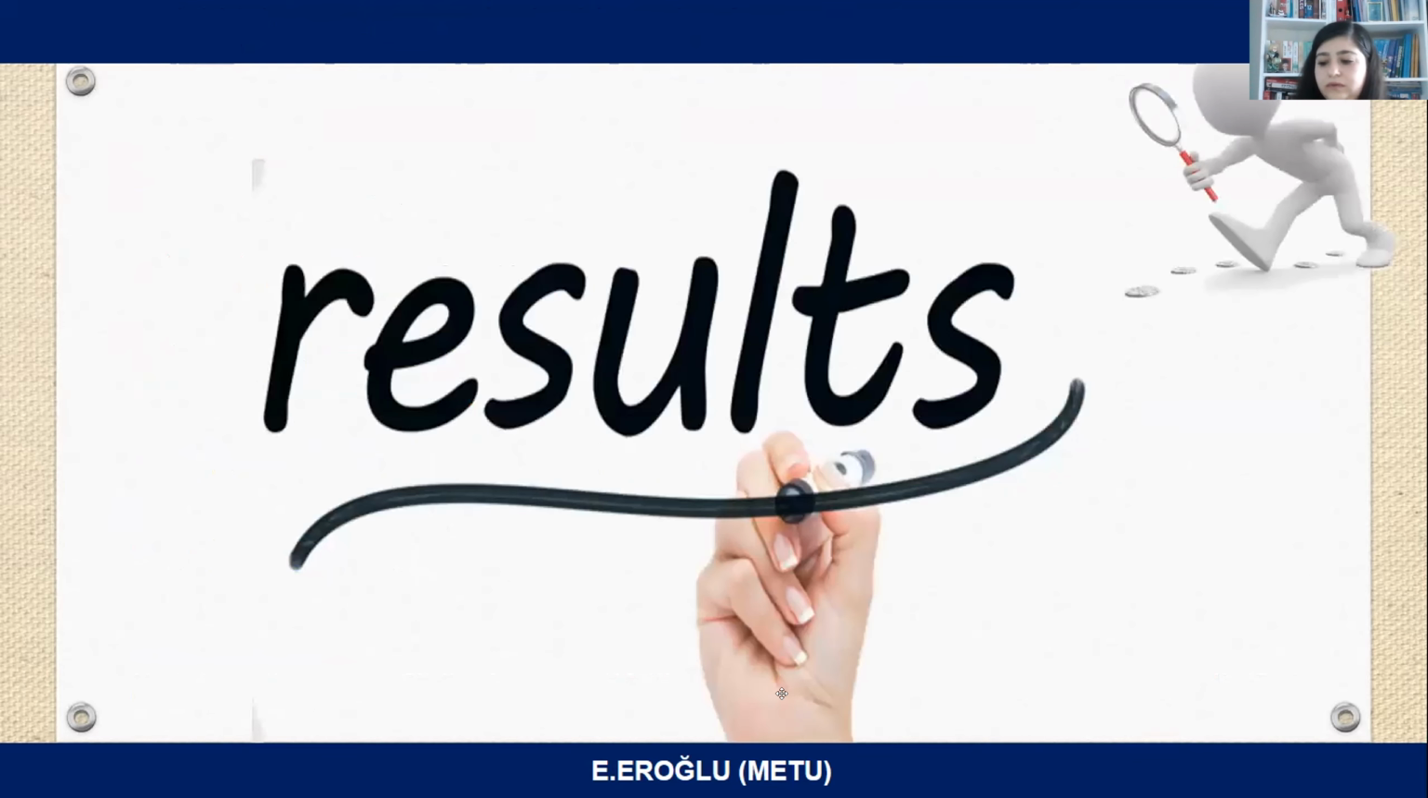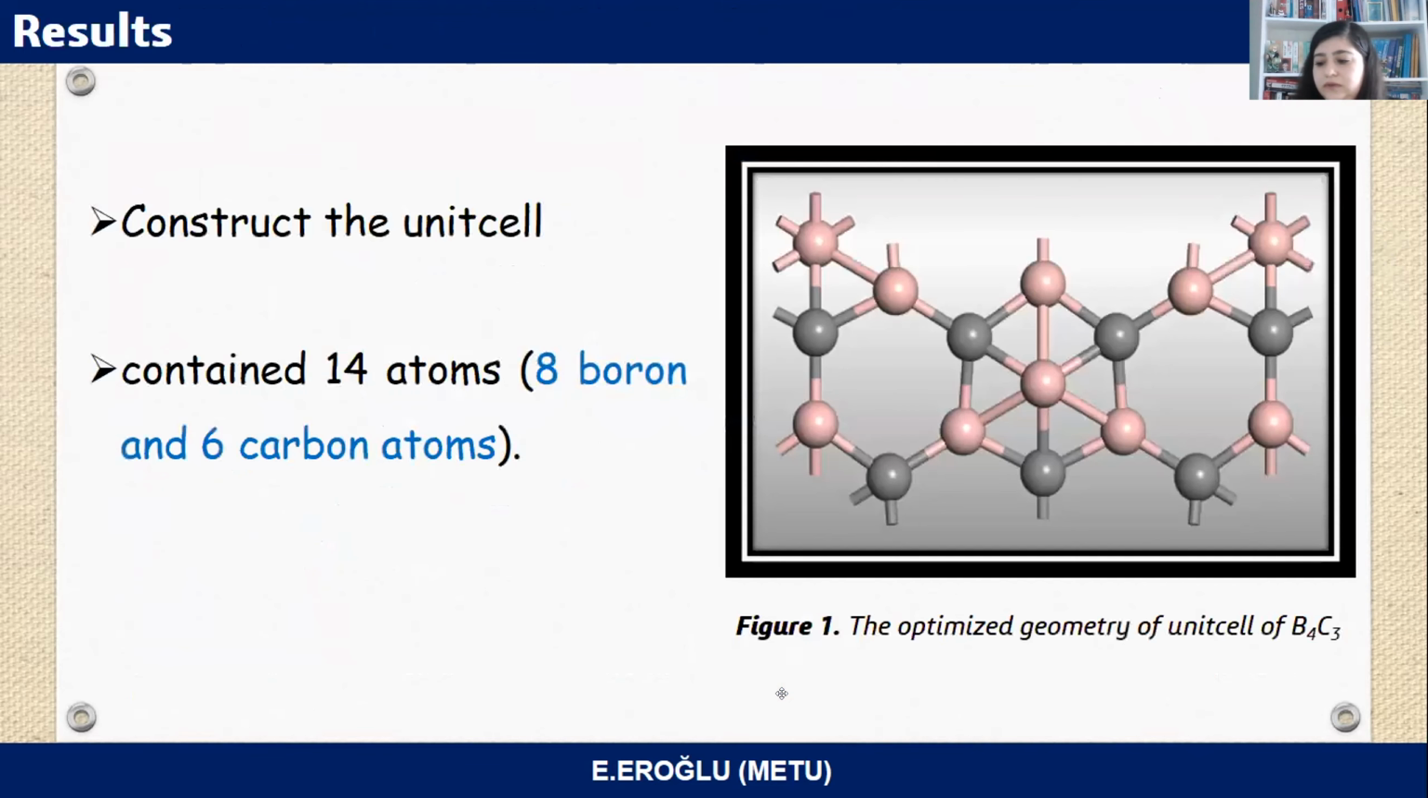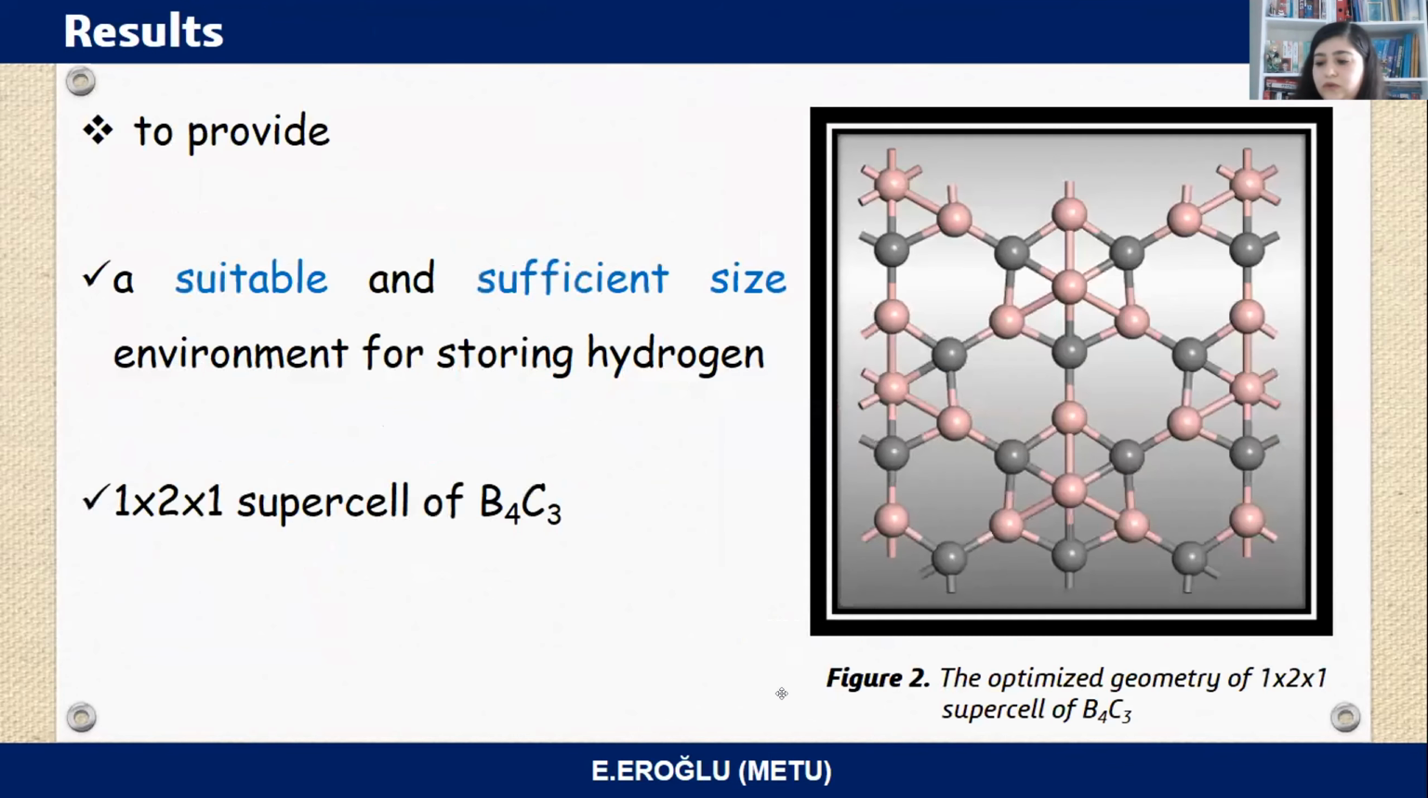And let's go on with our results. First, we construct the unit cell of semiconducting boron carbide containing 14 atoms, 8 boron and 6 carbon atoms, as you can see in figure 1. After the geometry optimization of the unit cell of the boron carbide sheet, in order to provide a suitable and sufficient size for storing hydrogen, a 1-to-1 supercell of the boron carbide was constructed and optimized. You can see the optimized geometry of the boron carbide in figure 2.